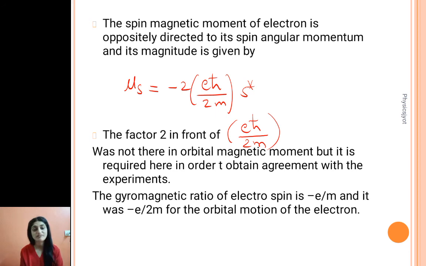And we know that the gyromagnetic ratio is the ratio of magnetic moment to angular momentum. So μ_L upon L, that was eħ/2m, was the gyromagnetic ratio for orbital motion. In a similar way, here we have the gyromagnetic ratio of electron spin, which will be μ_s upon S, that is 2 times eħ/2m, 2 times e/2m, because √(S(S+1)) ħ will be equal to capital S. So the gyromagnetic ratio of electron spin is minus e/m, and in orbital motion it was minus e/2m.